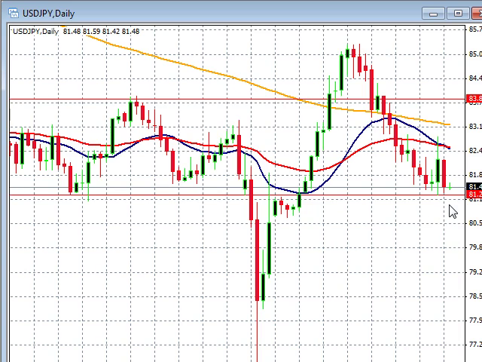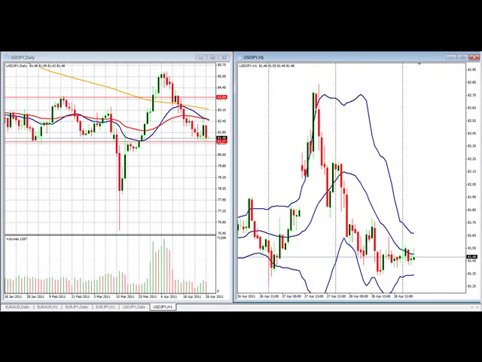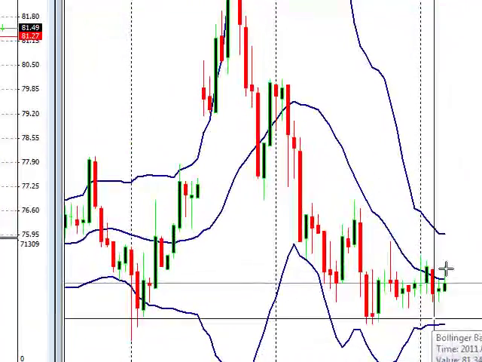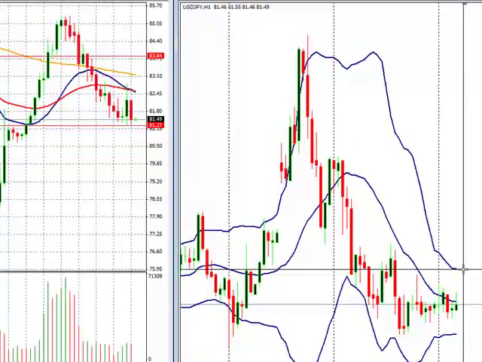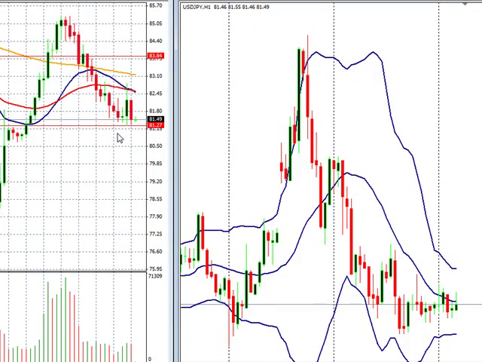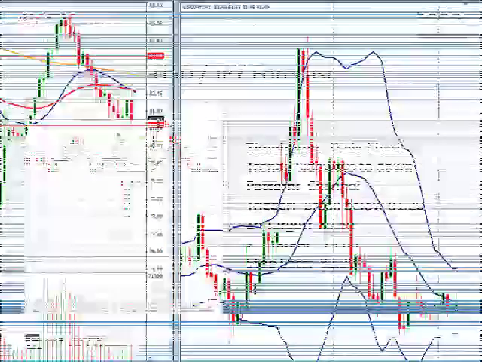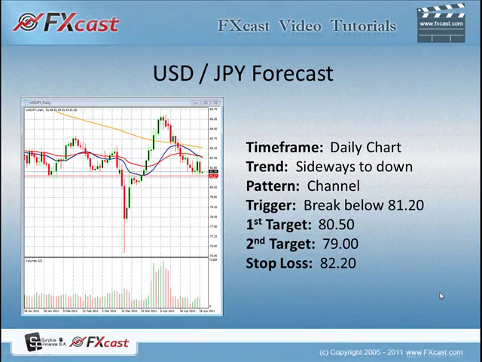But if we want to break it, we want to make sure that we're prepared. And as we come over to the 1 hour chart, we can see we're getting low volatility. The volatility is around 81.30 on the downside and 81.65 on the top side. So it does look like we're getting ready to set up for a breakout. Again, we don't know which way, but right now we want to make sure you're aware of the trade to the downside. So once again, there are the details for our USD yen trade.